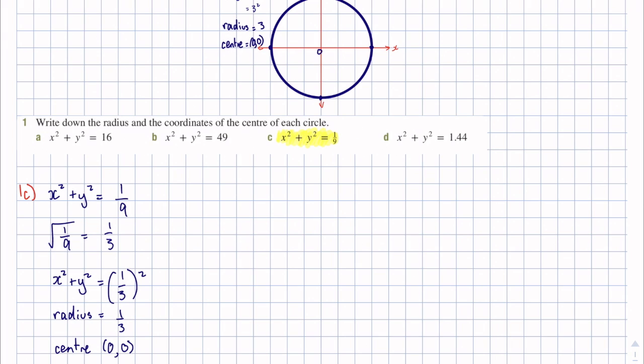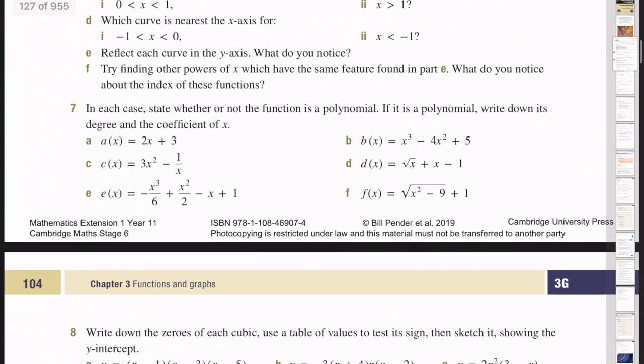What's the next kind of question I've asked you to do for these circle ones? Question 2, oh, so easy, you're just drawing them. Question 9, finding the equation. Ooh, okay, I'm going to do question 9C. Let me grab it.